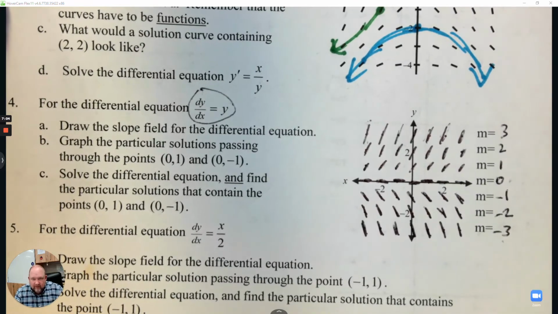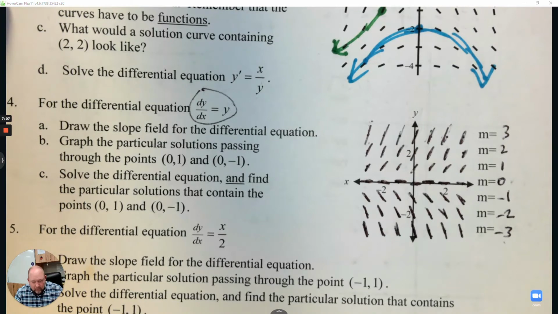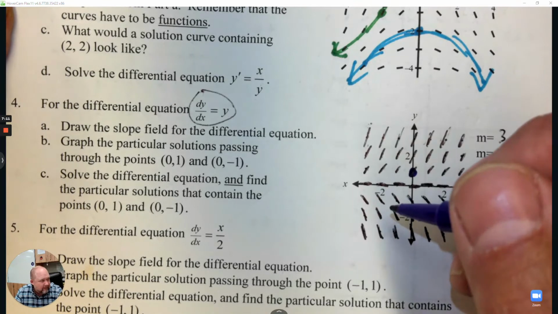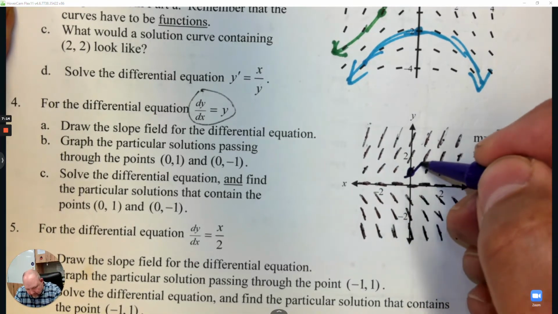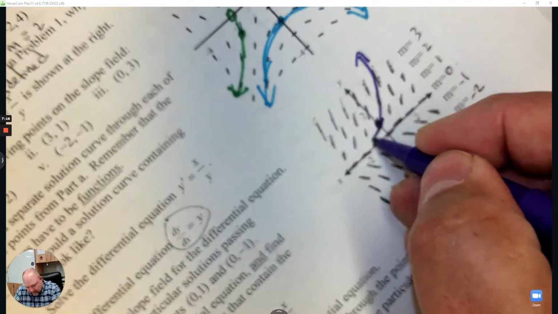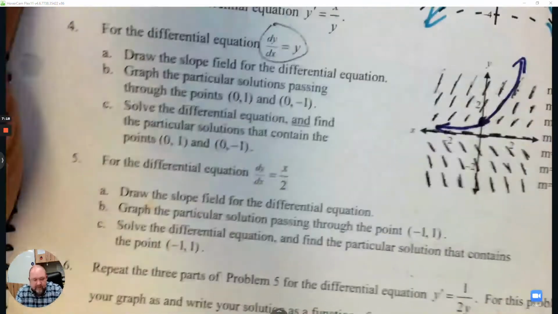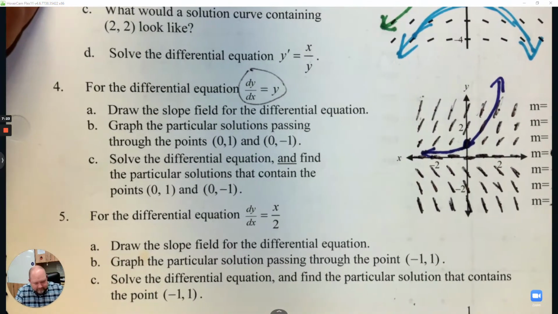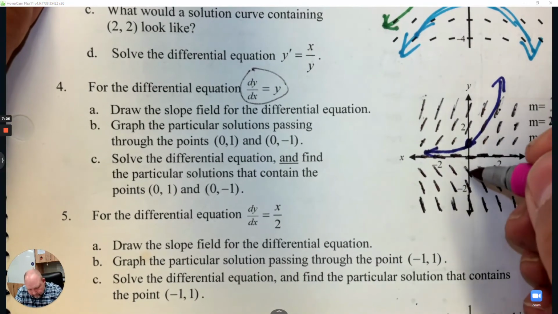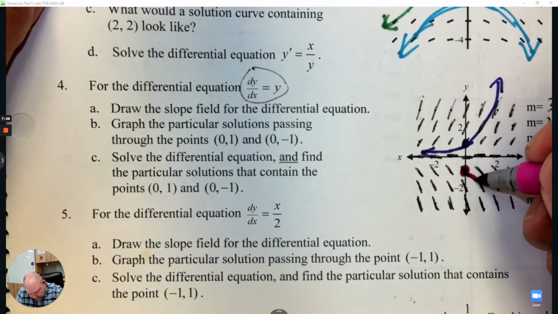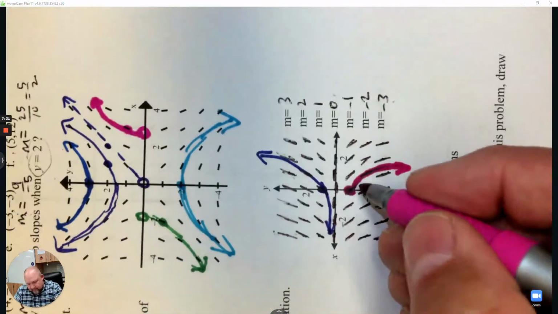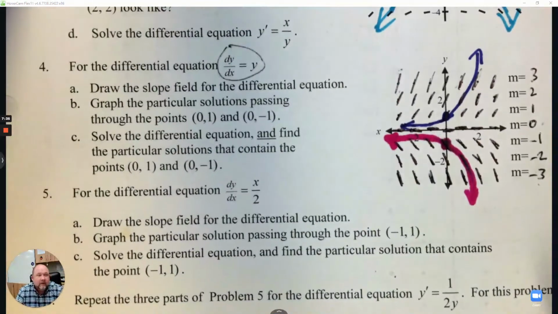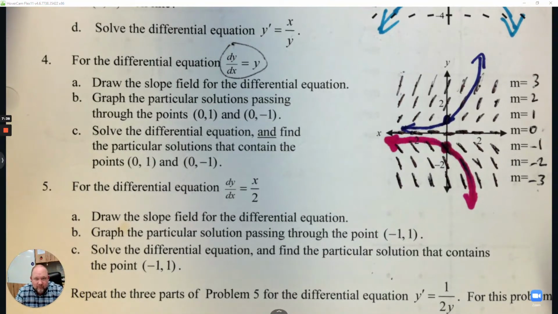And then the question is, can you draw the solution passing through 0, 1? So find 0, 1, and then follow the flow of what's happening. In this one, it's flowing, and then it flattens out. So you can see that it looks like an exponential. At 0, negative 1, follow the flow going one way, and then the flow the other way. And it's also an exponential.